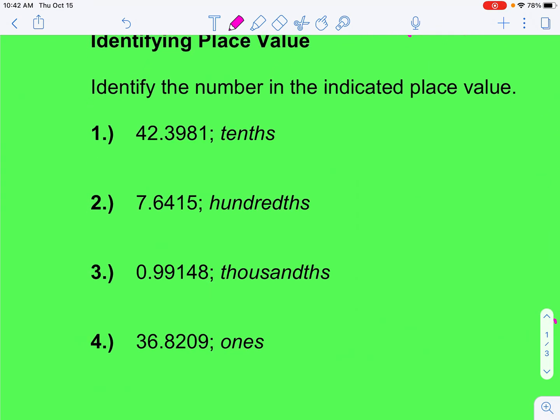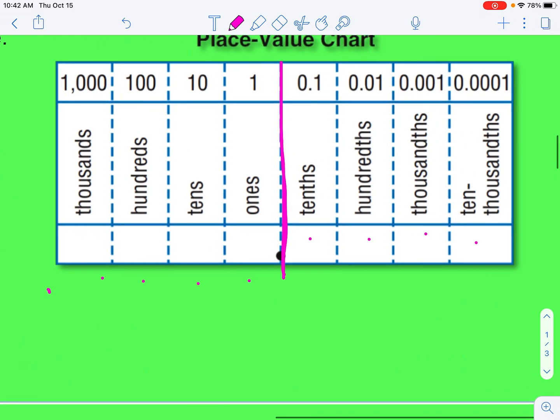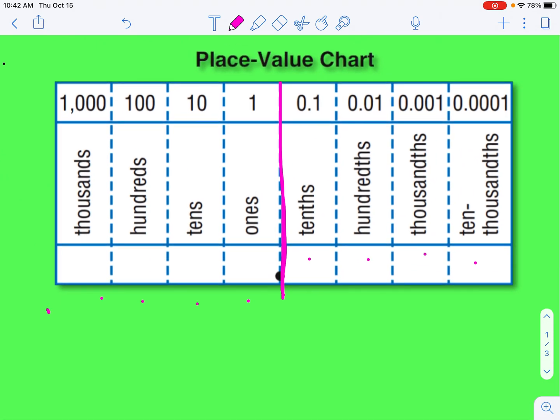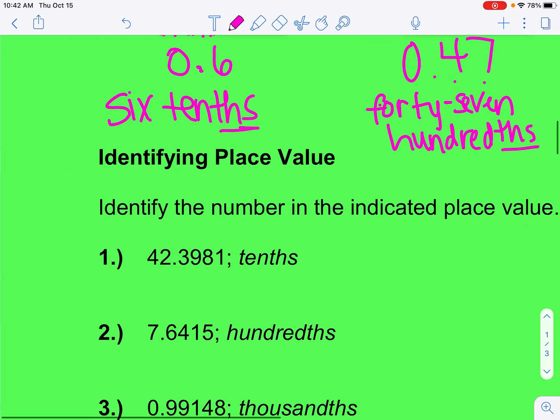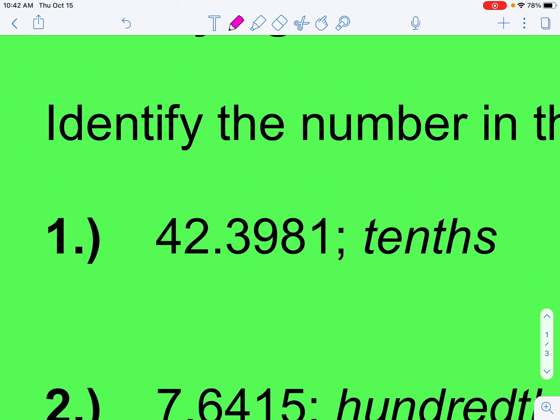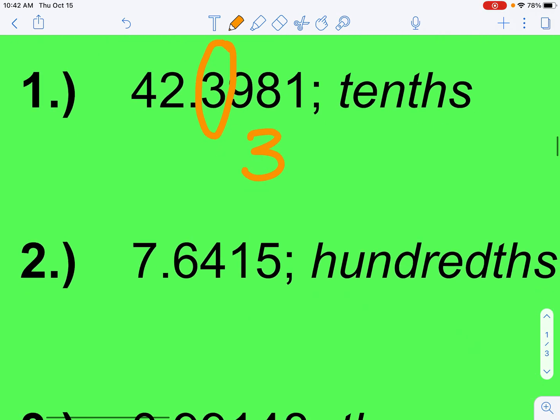Okay, so what we need to do in this part is identify the number in the indicated place value. If we look at number 1, we need to identify what number is in the tenths place. If you're not quite sure, look over here and find the tenths place. And that's right here, the number right after the decimal place. So if we look at this number, the number in the tenths place is this 3. You can either circle it or you can write it underneath, either works.